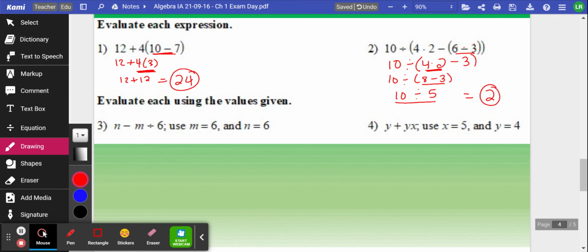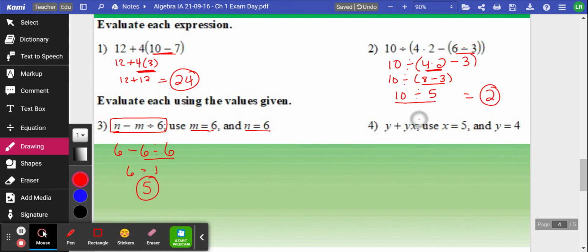Now in this last type, make sure that you are seeing the whole problem. And then here it tells you what values go in. So it both happens to be 6. M is 6 and N is 6 in this one. So this is 6 minus 6 divided by 6. Well, division comes before subtraction. So 6 divided by 6 is 1. And then we have 6 minus 1, which is 5.